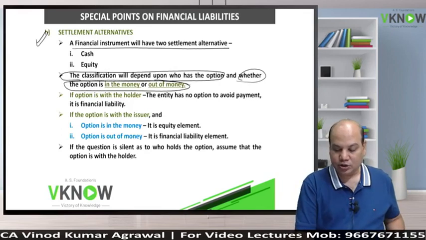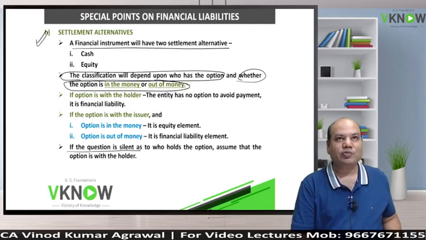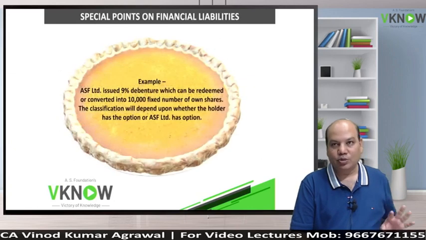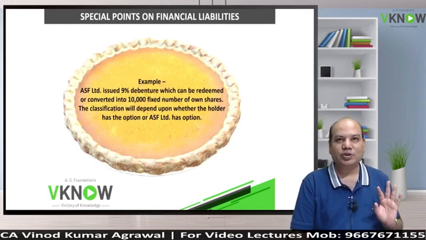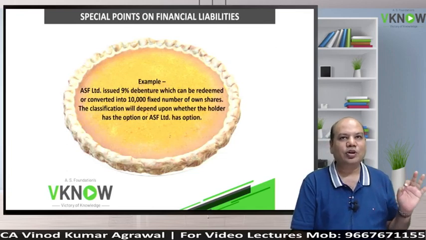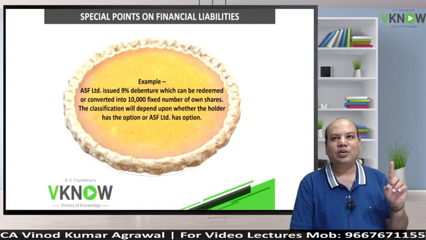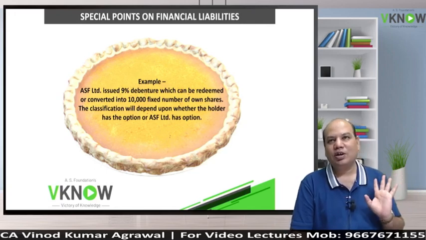Now the next issue is, the institute question is silent many times. Tomorrow also, when we solve questions, as today, they don't mention who has got the option. So what you will assume always, to keep it simple, is that it is the holder who has got the option. If it is the holder who has got the option, it will be treated as redemption of the principal, and that part will be treated as a financial liability.